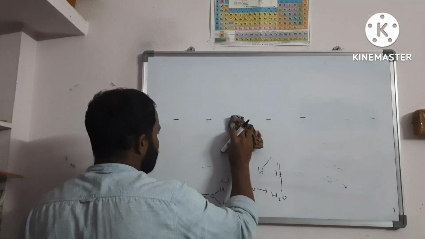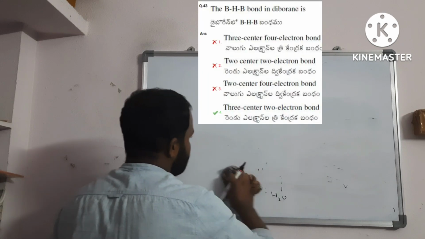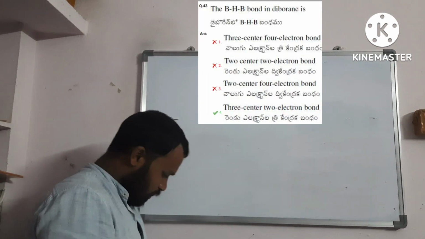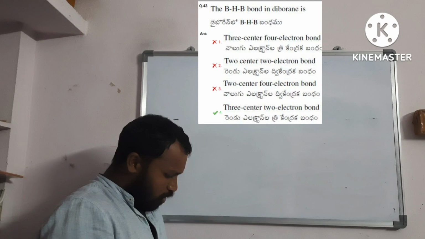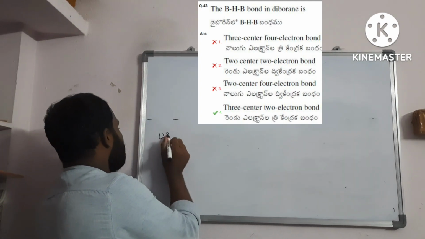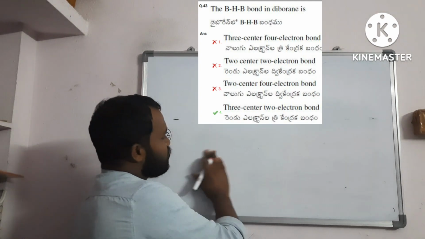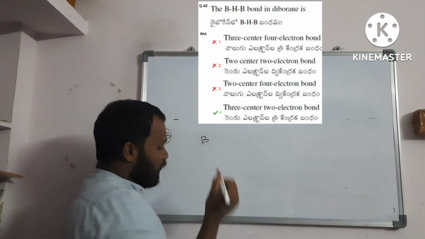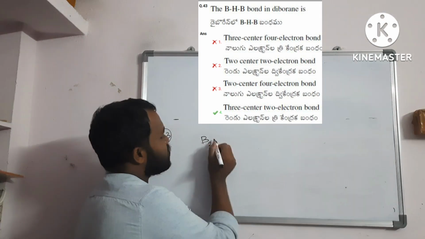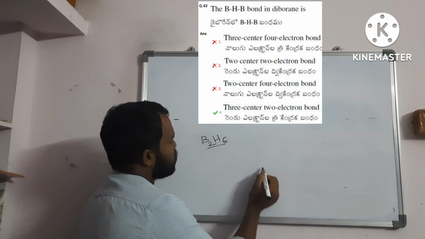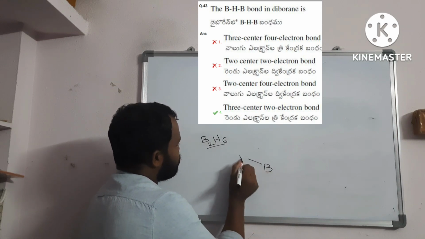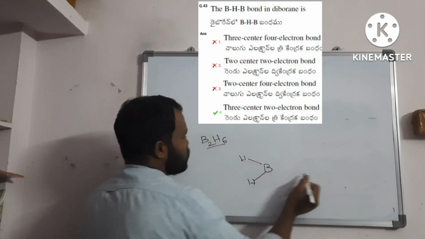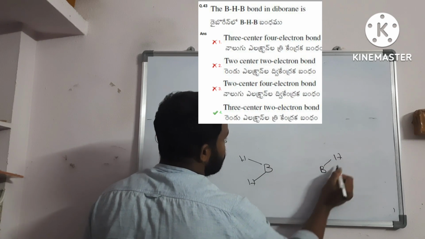Next, question number 43. The BHB bond in diborane. Very well, already we know that. What is BHB? Diborane means B2H6. What is the structure? This is the structure of diborane.